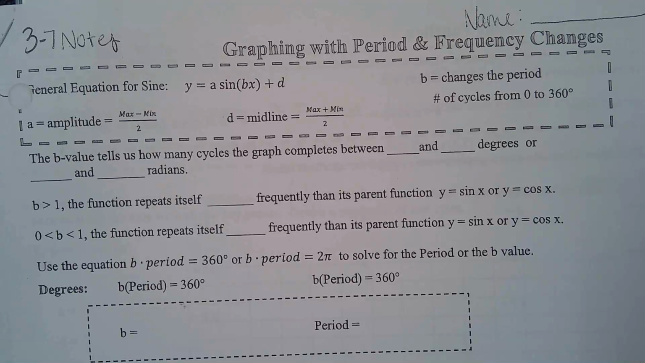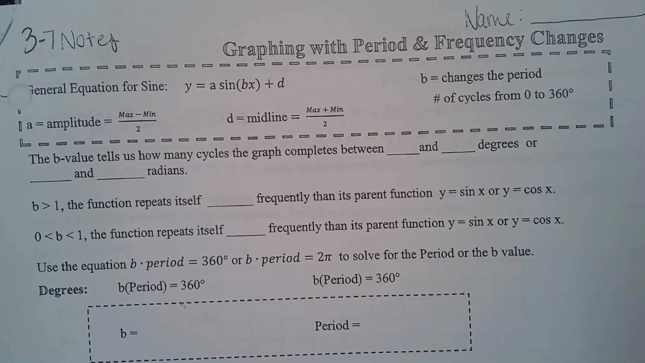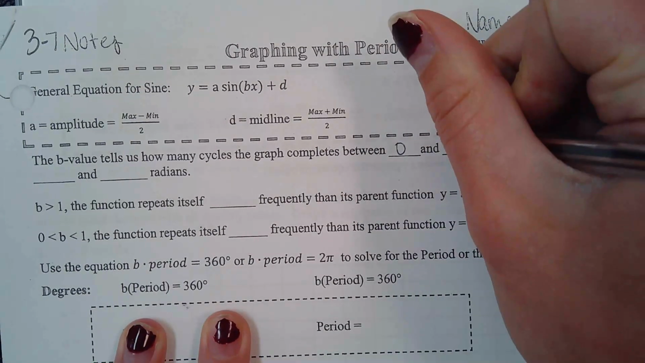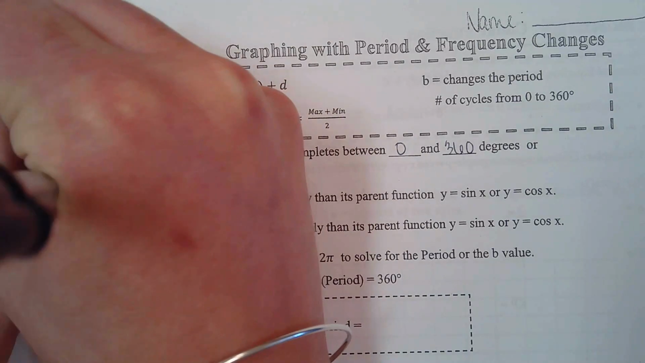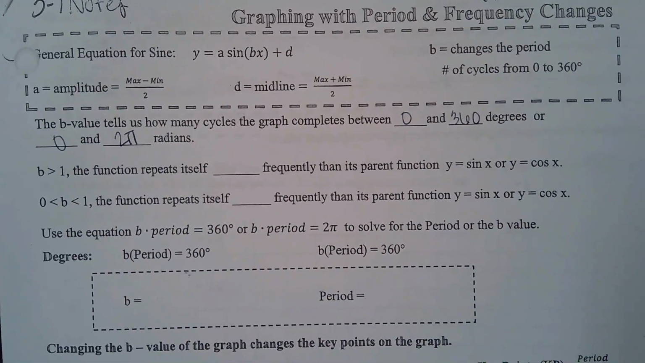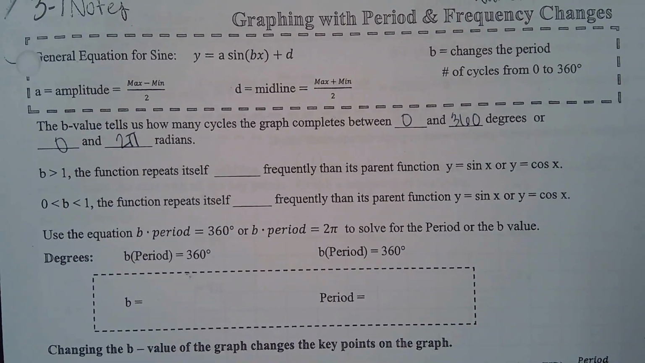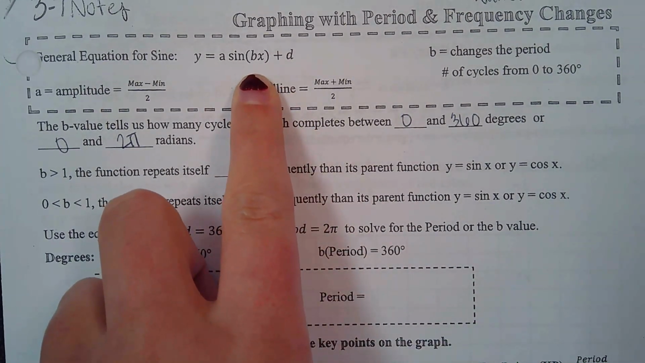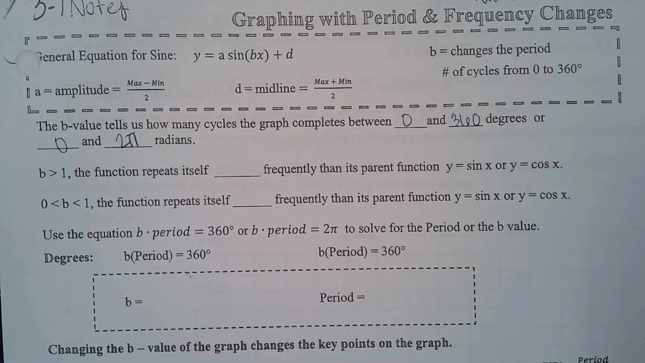I think a lot of this we already know. So the B value tells you how many cycles the graph completes between 0 and 360, or 0 and 2 pi. So again, B is right here. It's in front of x, inside your parentheses. So that's the B that we're talking about.